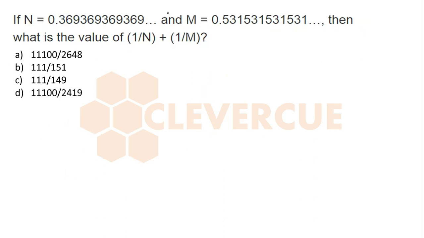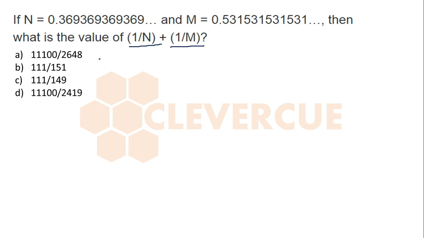Now moving to the next question. If n is equal to 0.369 and so on, and m is equal to 0.531 and so on, then what is the value of 1 by n plus 1 by m? So we have to find them individually and add it.